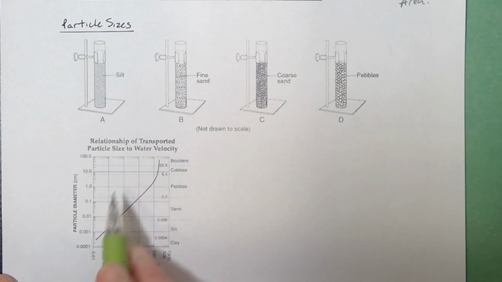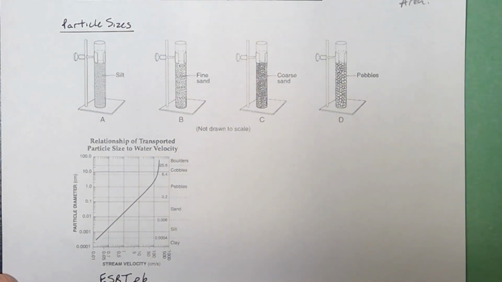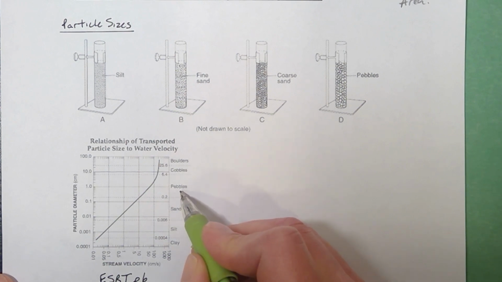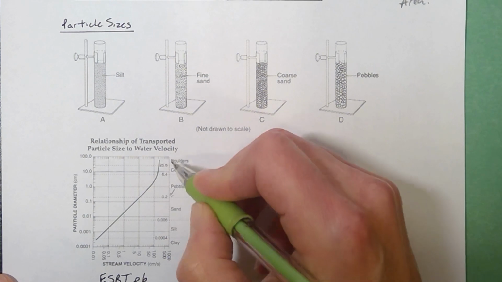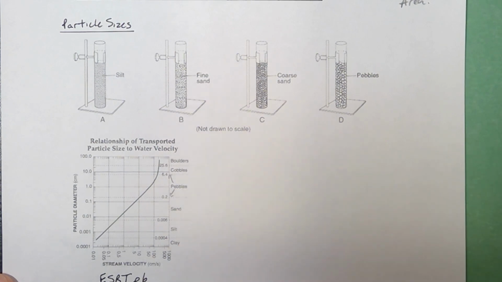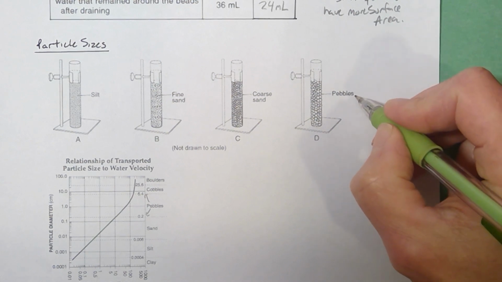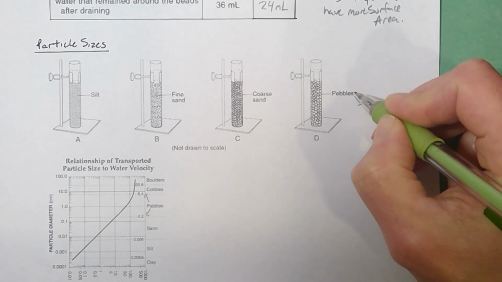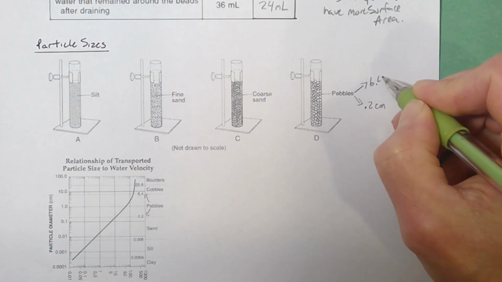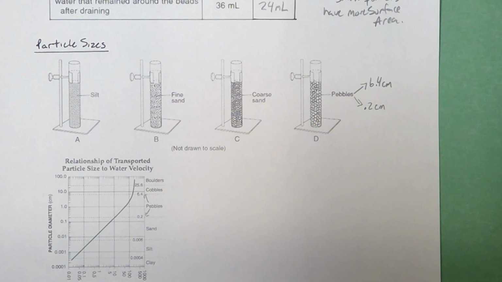At this point, we're not even going to look at the graph. We just want to look at the scales over here. Pebbles, or particles. If I look at this, the smallest pebble is between 0.2 up to 6.4. So on my diagram, a pebble is any particle greater than 0.2, but less than 6.4 centimeters in diameter. So pebbles are a wide range of particles.